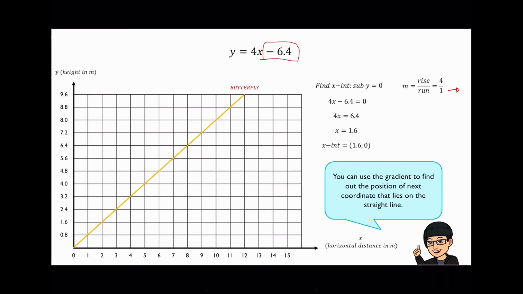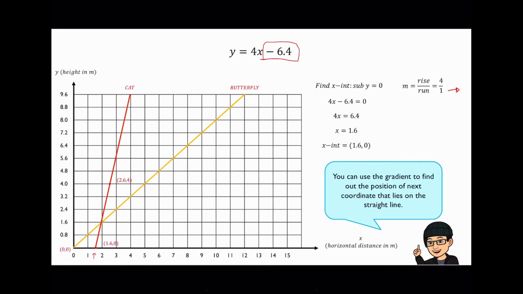As I said, we know that the x-intercept for this equation is equal to 1.6. That is 1.6 over here, represented by this red dot. I'm going to move 4 units up and 1 unit to the right, and by doing so, this is going to be the next coordinate that lies along the straight line. All I need to do now to sketch this graph is draw a line that cuts between these two dots. So this is the graph for the motion of the cat.